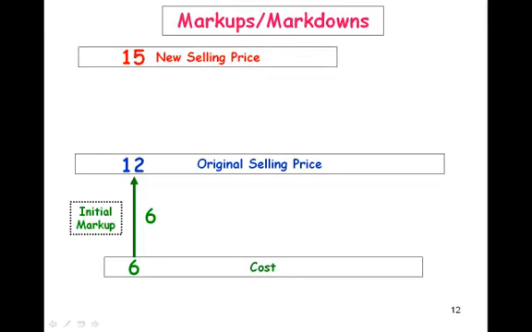Next, assume that the demand for the widgets at $12 is so great that the price is increased to $15. This $3 increase is called an additional markup.